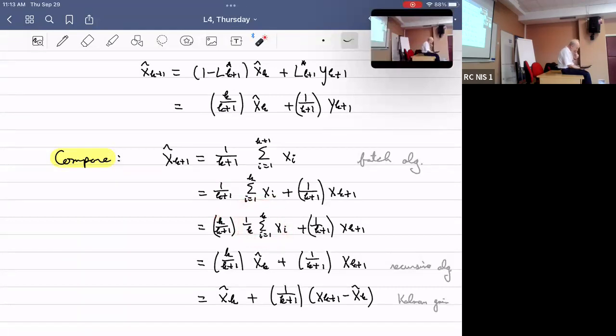So I can rewrite this as x hat k plus one is the old average plus a correction term with amplitude one over k plus one with the new information, which is x k plus one, which is kind of like the new measurement minus the old estimate.